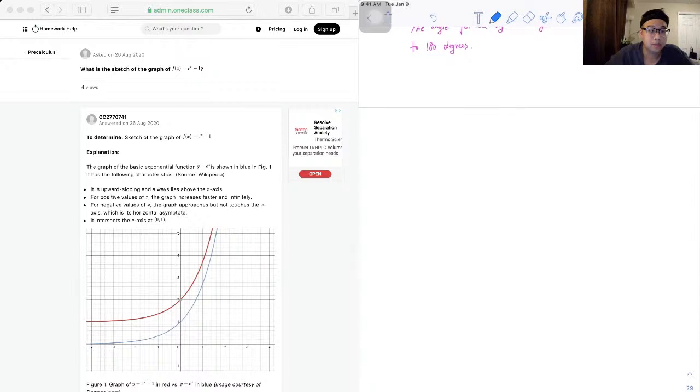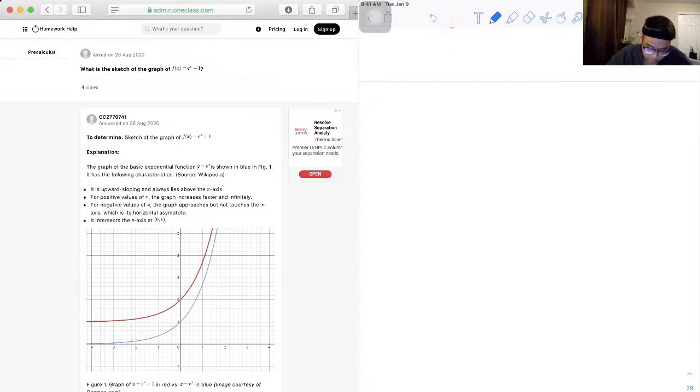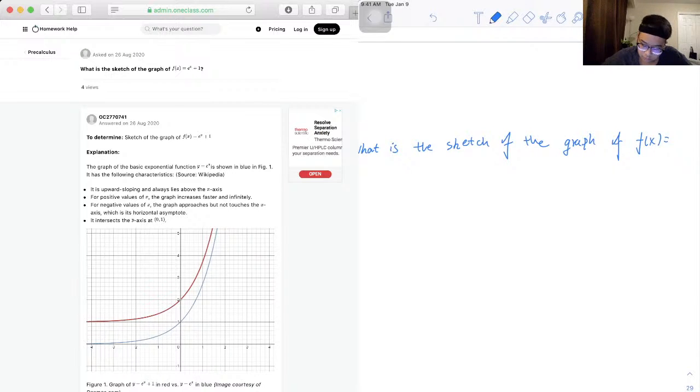So the next question is asking us, what is the sketch of the graph of f(x) is equal to e to the exponent of x plus 1.